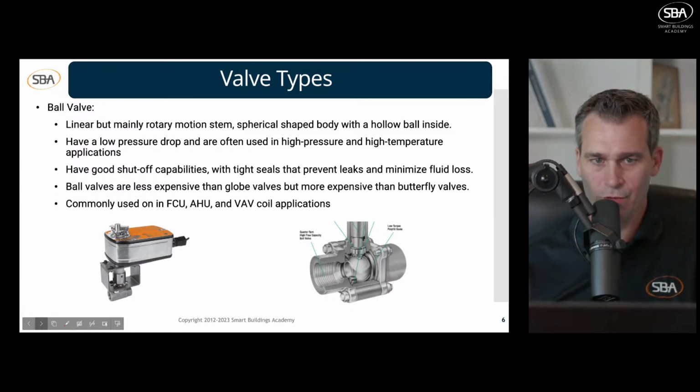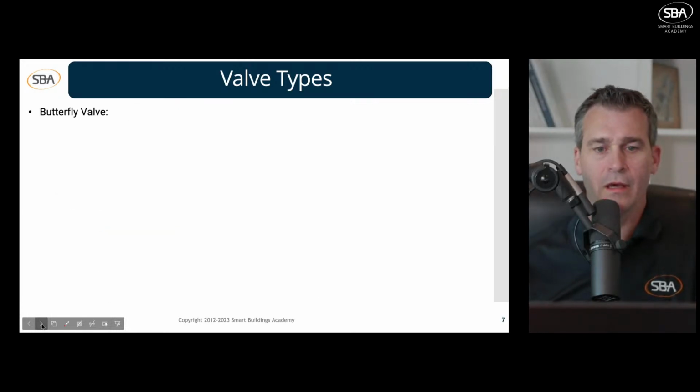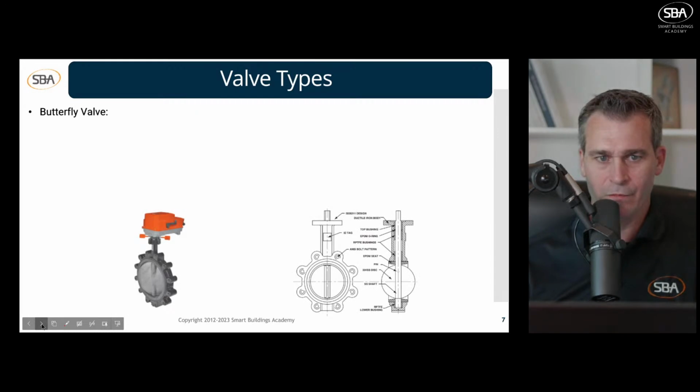So that's where you'll see most of these ball valve type valve bodies. Next, we have the butterfly valve. All right, so that's what the butterfly valve looks like. This is a disc shaped body here, and it's got a rotary stem.